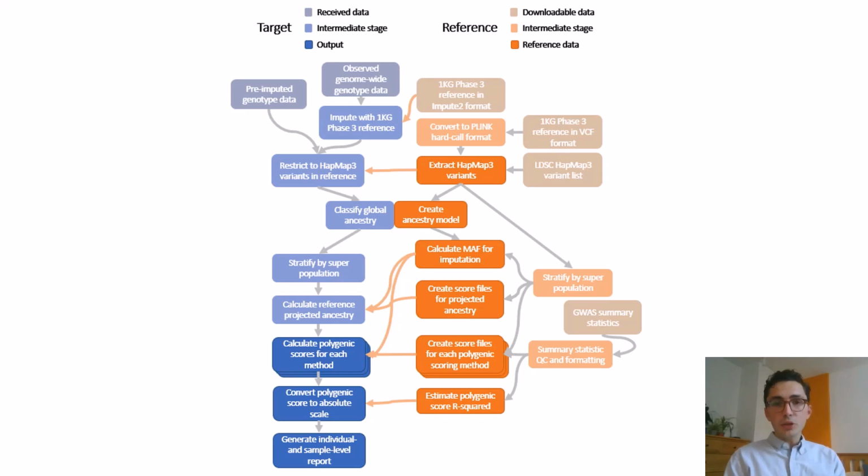Here is an updated version of the schematic I showed you earlier, based on what is implemented in the GenoPred pipeline. The only difference is that at the end now we generate a report summarizing the results of the ancestry identification and polygenic scoring. I'll show you these reports briefly now.